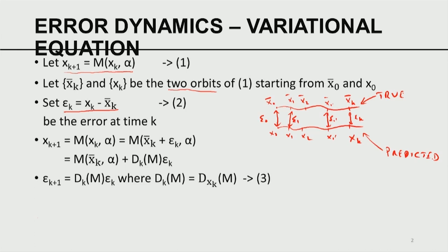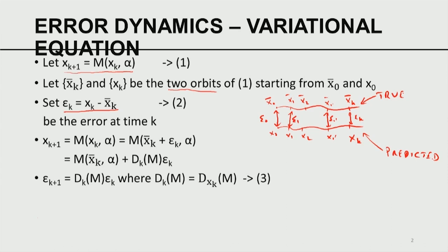I am interested in the error dynamics. So the evolution of epsilons induced by the model is called the error dynamics. That is the title of the slide. So I would like to be able to now derive an equation for the evolution of epsilon based on the evolution of the true state as well as the predicted state.